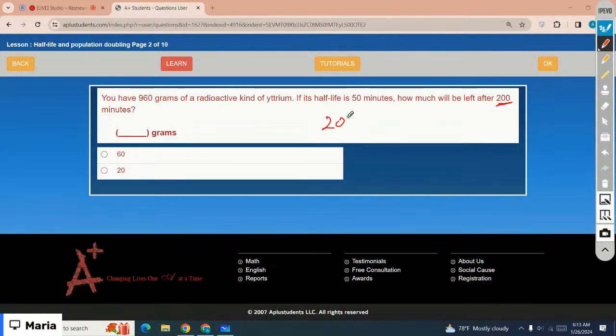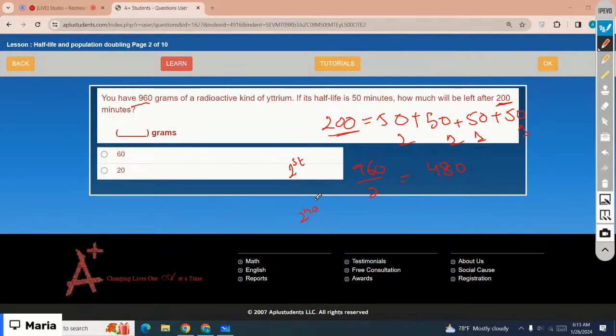So after 50 minutes, it would be half, but you need to calculate after 200 minutes. So 200 equals 50 plus, let me just explain a bit more easily, 50 plus 50 plus 50 plus 50, isn't it? If you add 50 four times, that makes 200. That means you need to calculate after 4 half lives, right? So divide 960 by 2, that is the first half life, that would be 480.